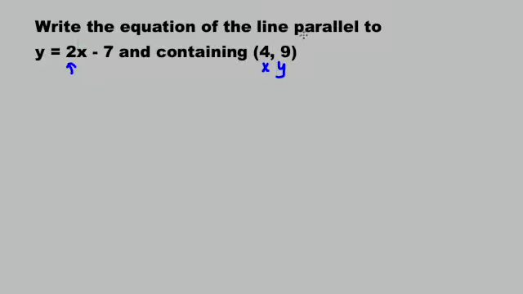And what do we know about lines that are parallel? We know they have the same slopes. So therefore, I'm looking for the exact same slope. So my slope is going to be 2. So I can already know the slope at this point.